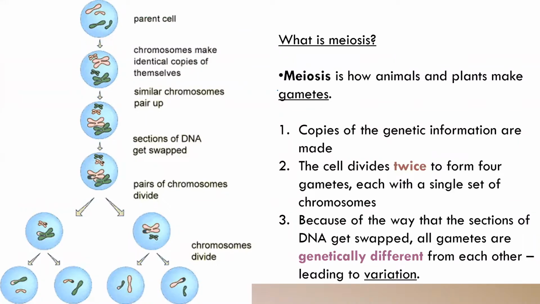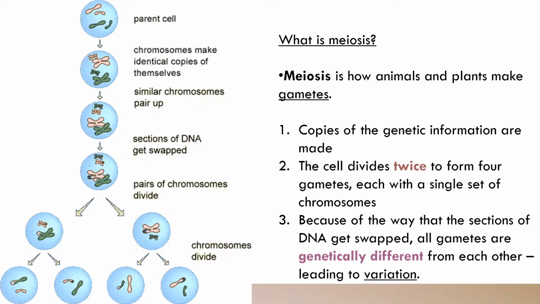Now, animals and plants make gametes, just sperm and egg. So you've got the parent cell. When we say parent cell, we don't mean it like the mum and dad, we mean the original cell, to call it. So chromosomes make identical copies of themselves. So you see there's a similarity here, what goes on in mitosis. So similar chromosomes pair up. Okay. So sections of DNA get swapped.